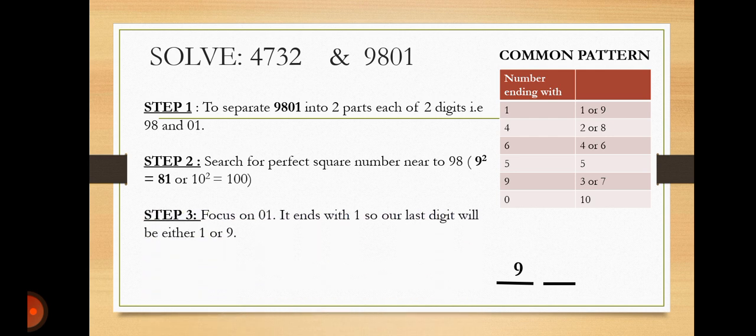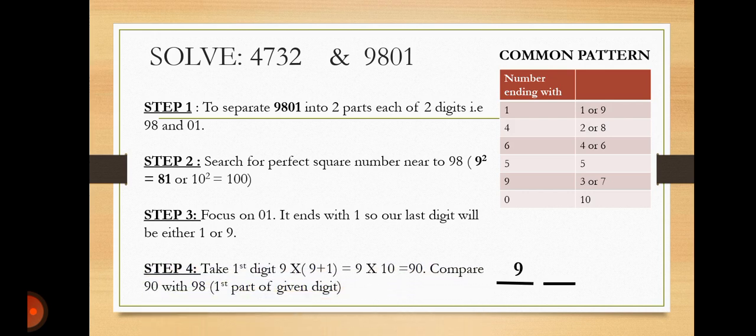Now step number 3. We will focus on the remaining part of 9801, that is 01 only. If we carefully observe, 01 ends with digit 1. So our last digit can be either 1 or 9 as shown in the given table. 1 square is 1 and 9 square is 81, both ending with 1. So our second digit will be either 1 or 9.